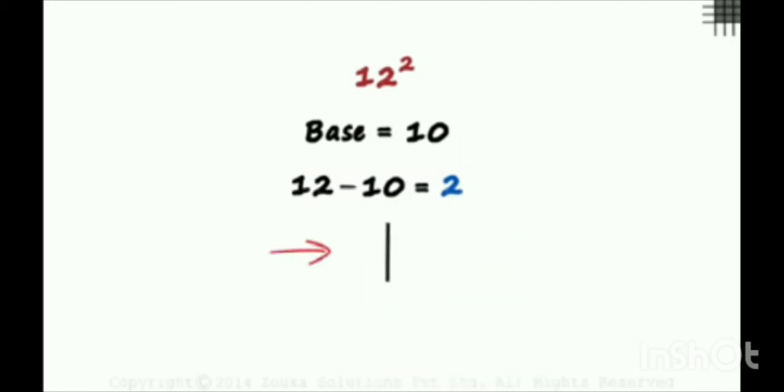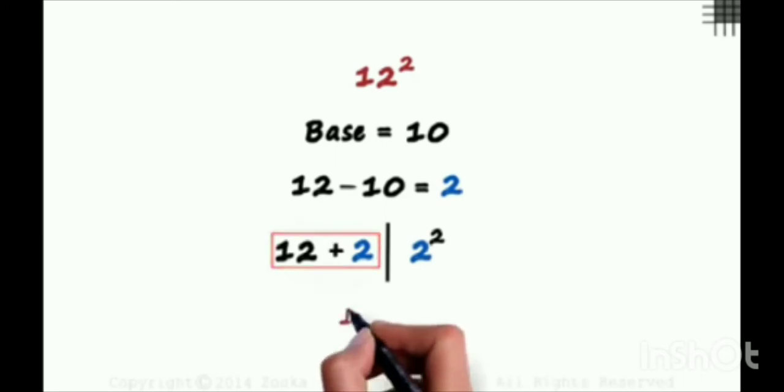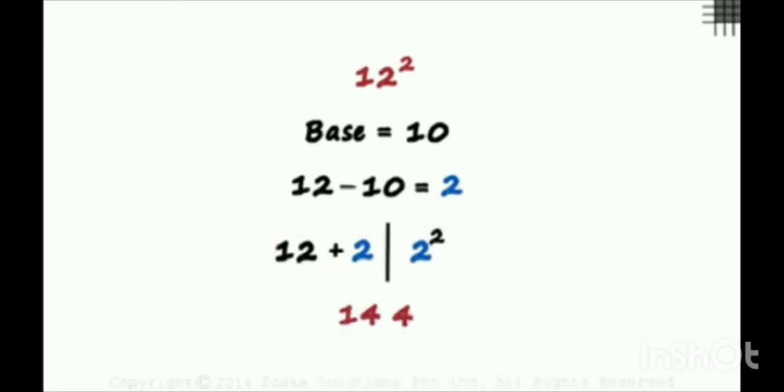On the left, we write the sum of the number and the difference. That will be 12 plus 2. Sum of the number and the difference. And on the right, we simply square the difference. It will be 2 squared. 12 plus 2 is 14 and 2 squared is 4. We have the answer. 12 squared is 144. Let's review it again. We found the base and then found the difference between the number and the base. After making a partition, on the left we wrote the sum of the number and the difference, and on the right we wrote the square of the difference. And that gave us the answer.